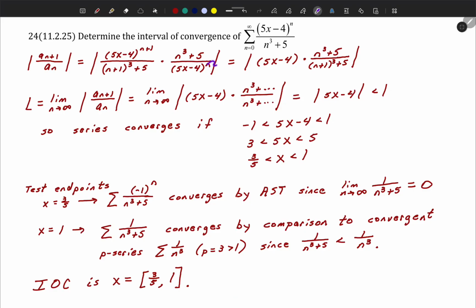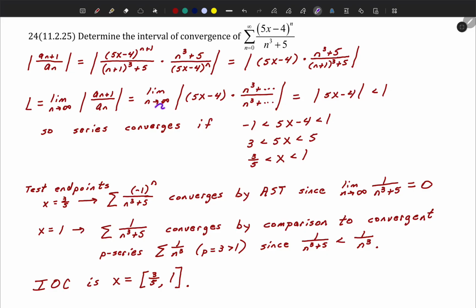I just said, well, I know this (5x - 4)^n is going to cancel with all but one of the powers of this (5x - 4)^(n+1) up here. So I'm going to have a 5x - 4 as a factor, and then that factor is going to be multiplying (n^3 + 5) divided by this ((n+1)^3 + 5). Okay, so then the ratio test is going to say that my limiting value L is the limit of this general term a_(n+1) over a_n.